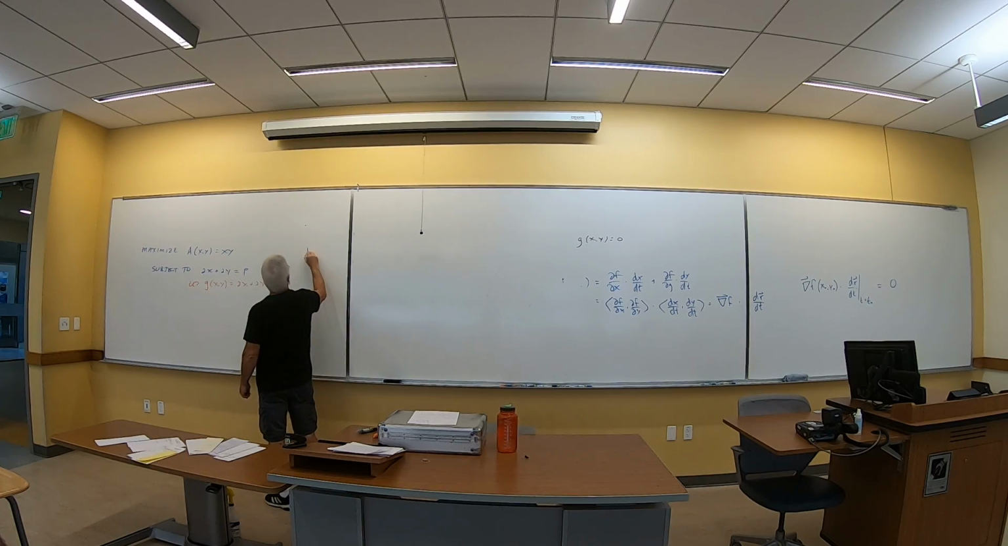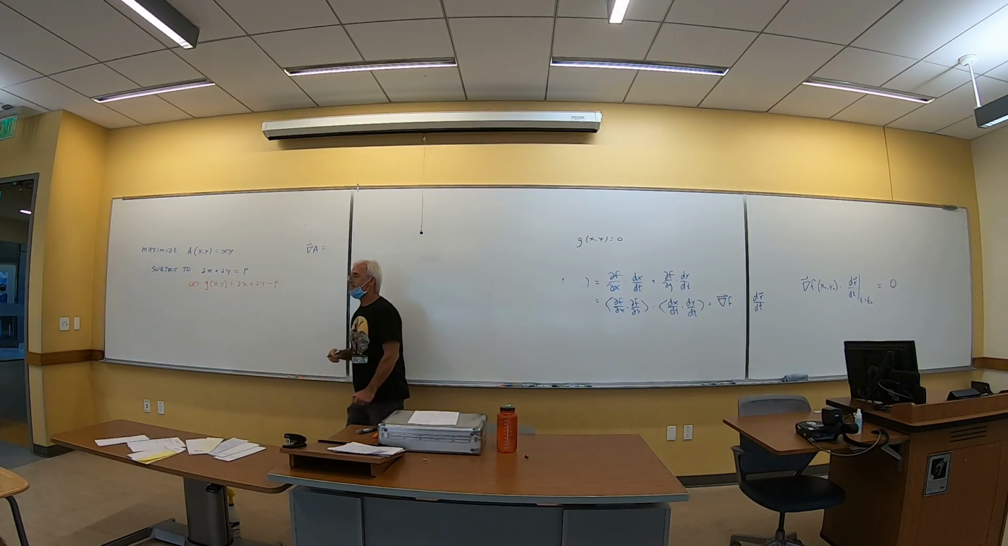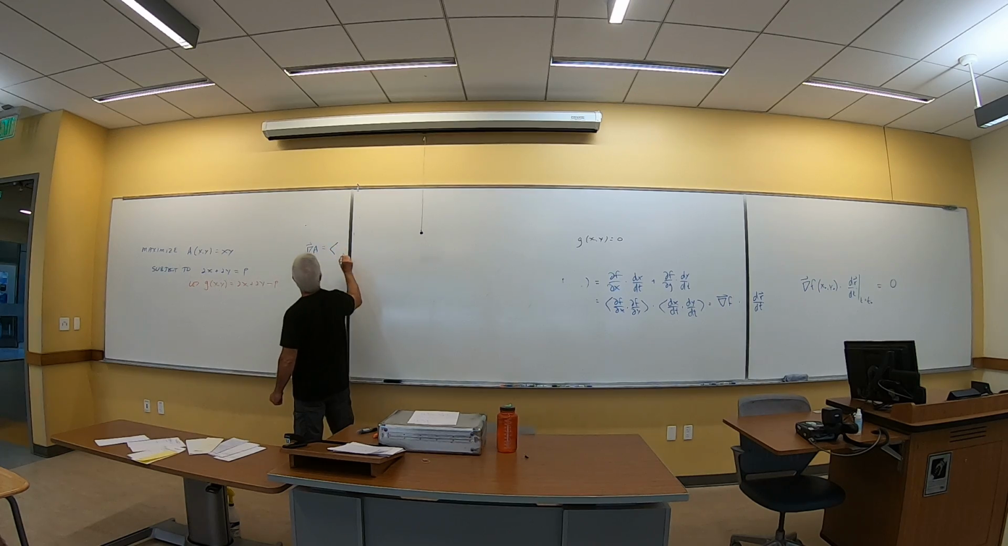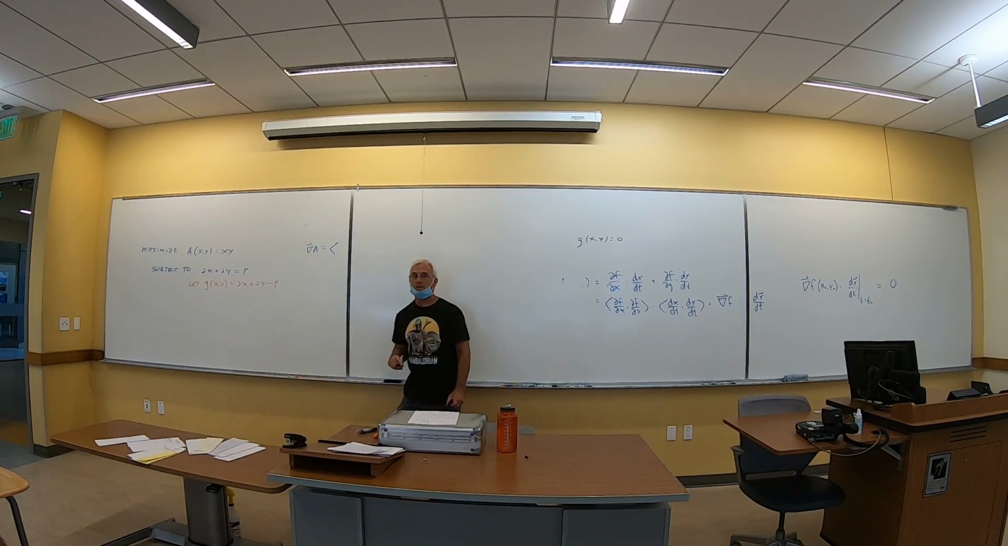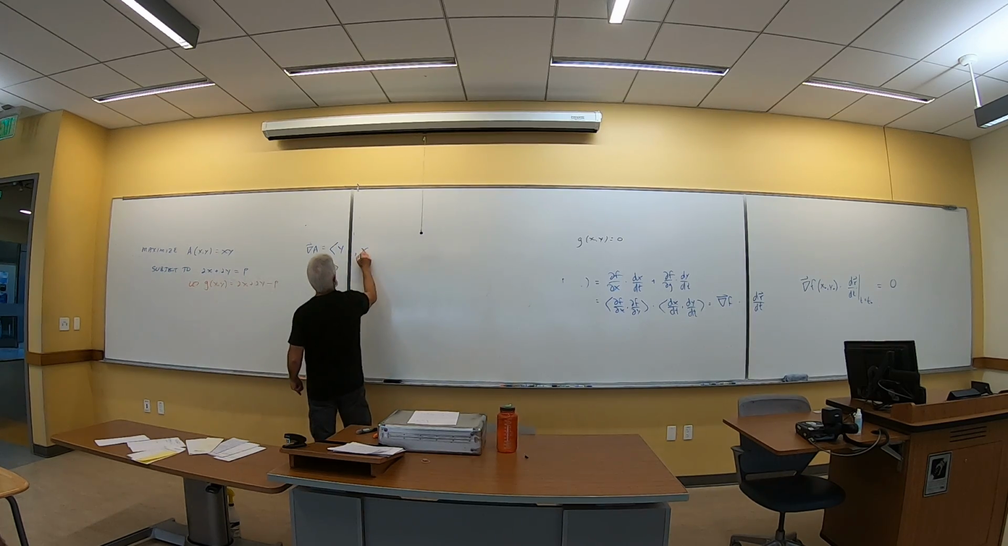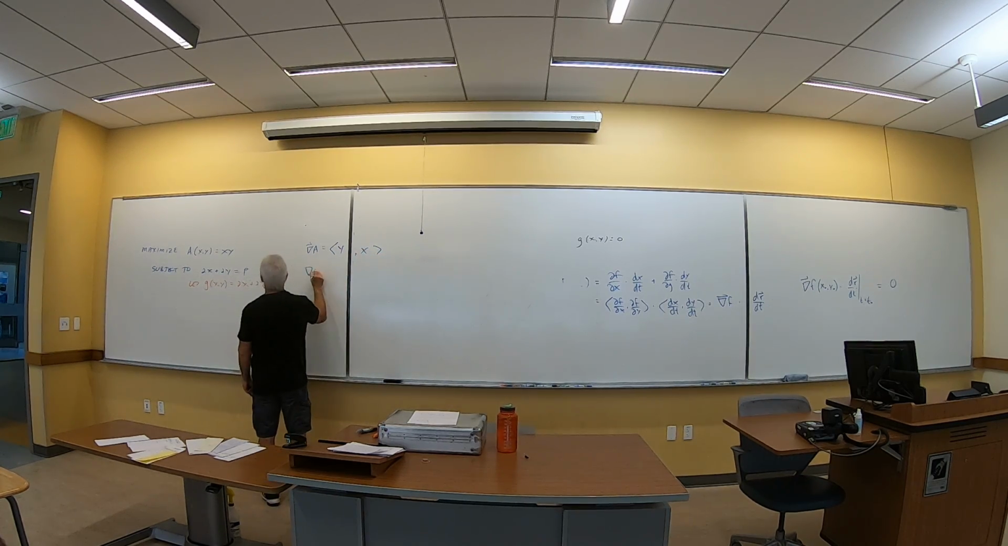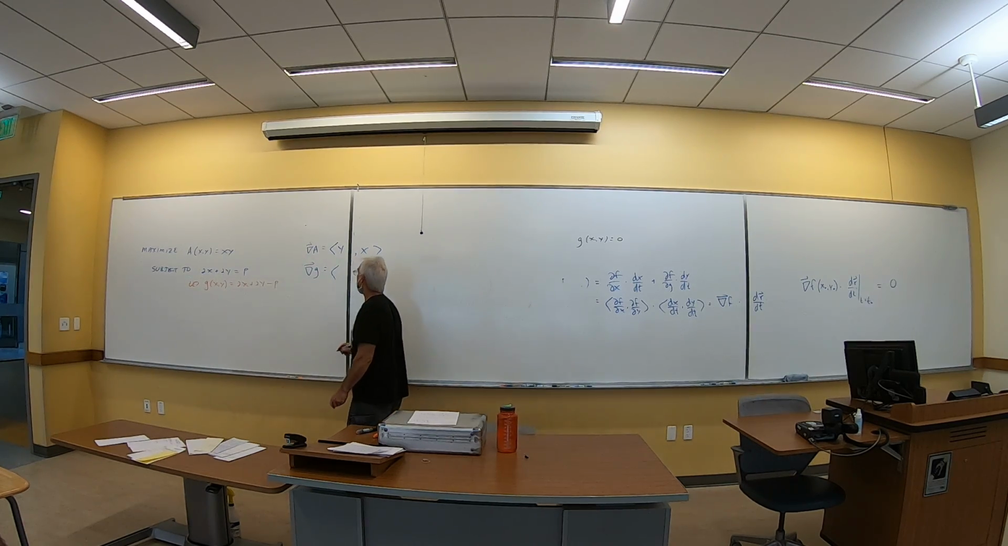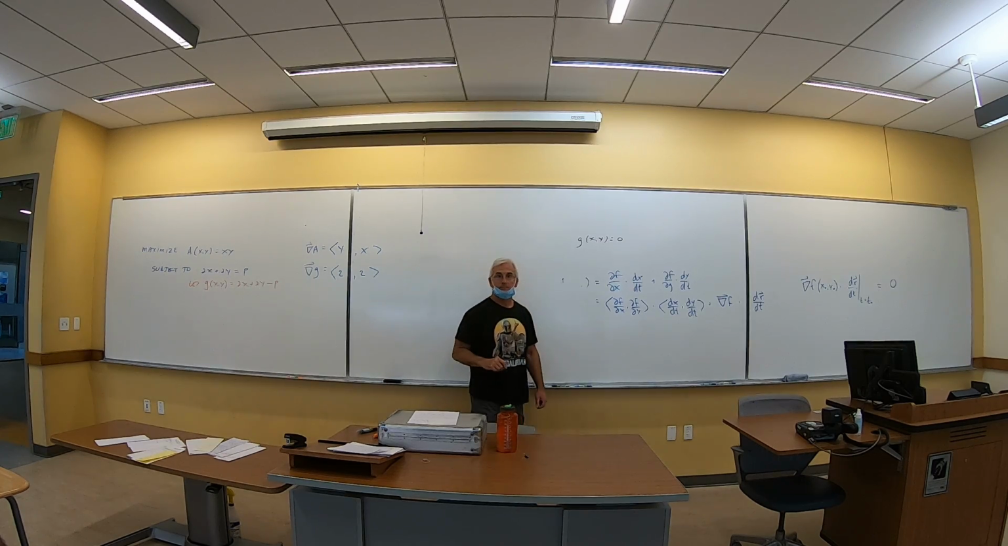So now, the gradient of A is what? What's the gradient of A? It's y comma x, because I'm taking the partials. So y comma x. What's the gradient of g? 2 comma 2.